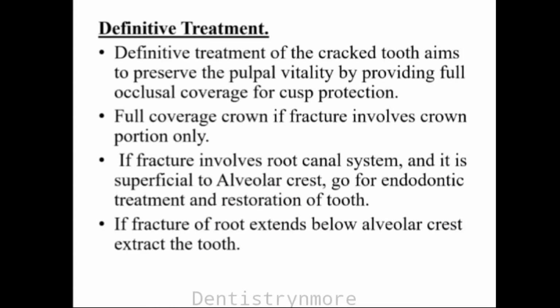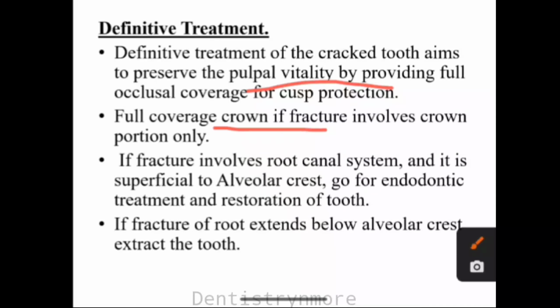and the definitive treatment aims to preserve the pulpal vitality by providing full occlusal coverage for cusp protection and full coverage crown if fracture involves the crown portion only, and if fracture involves the root canal, then endodontic treatment is done and restoration is done, and if the fracture extends to the root, then extraction of the tooth is more preferred.